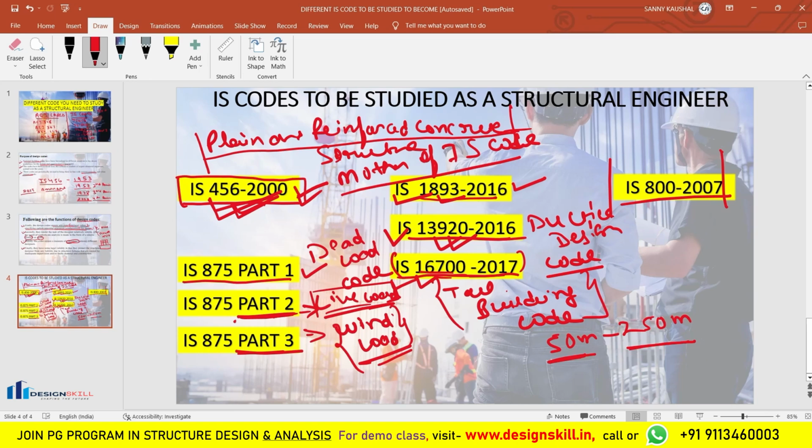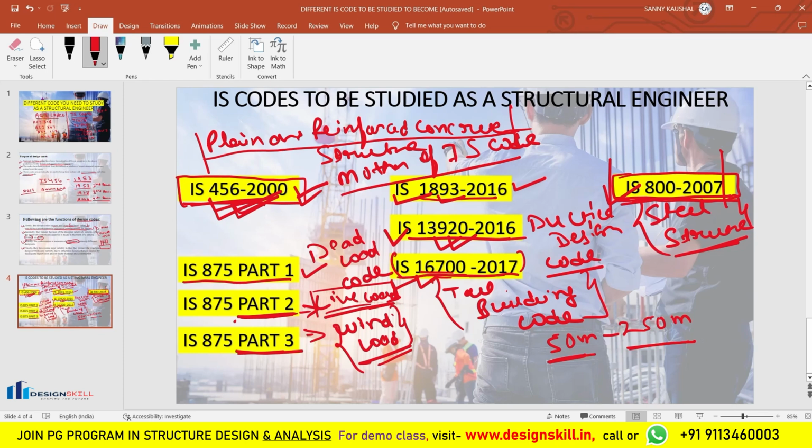Now let us move to the next important code, which is your IS 800 2007. This code is meant for steel structures. All the structure design and construction are given in this particular code. All the related things regarding steel structures you will find in IS 800. The basic difference between IS 456 2000 and IS 800 2007 is that IS 456 2000 is meant for plain and reinforced concrete structures, but IS 800 2007 is meant for steel structures. Any structure made from steel will use this particular code.